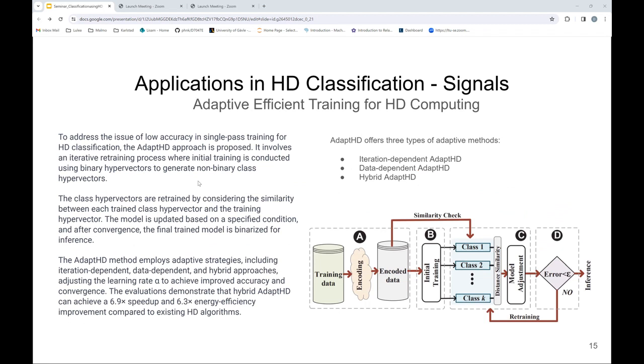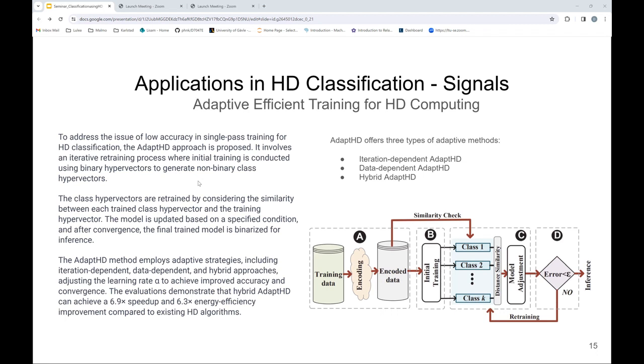So another application of HD classification is the case of adaptive efficient training, which is used to address the issue of low accuracy when we have a single pass training through HD classification methods.